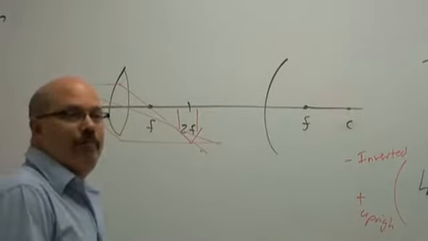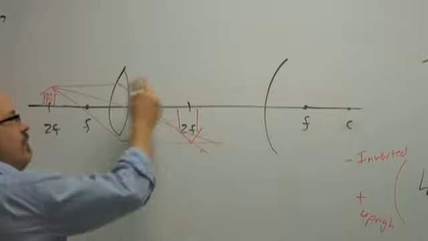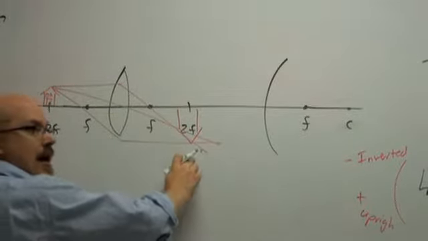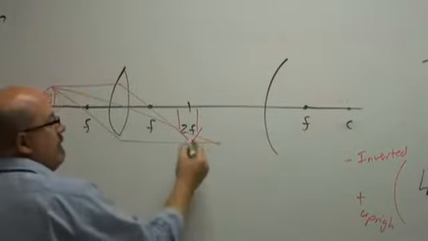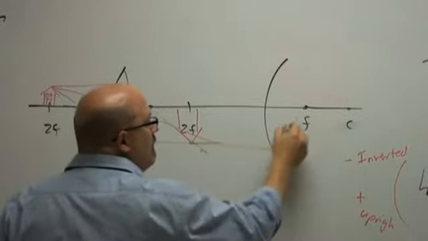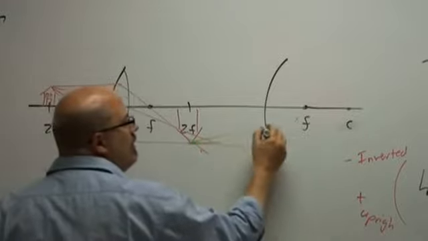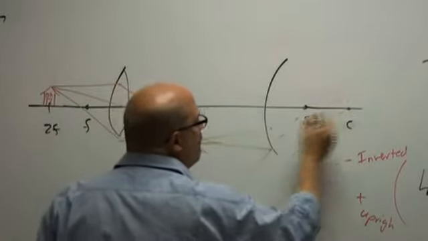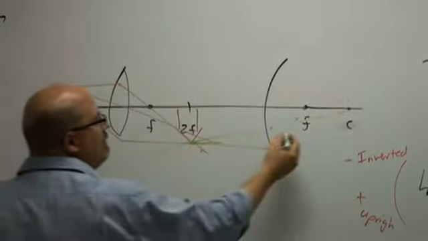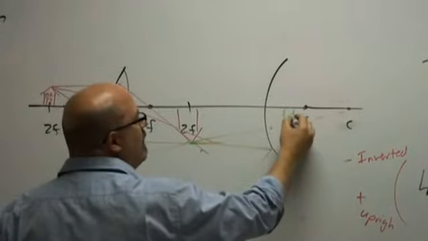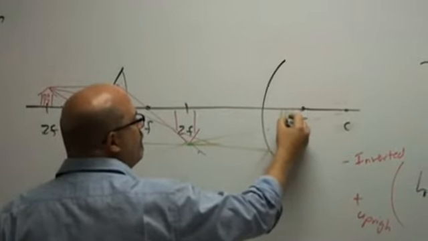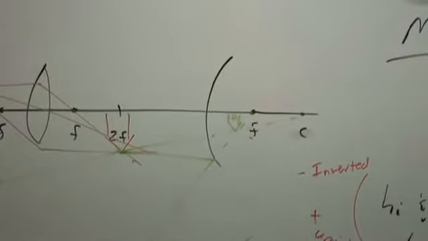Now, the image of your first lens becomes the object of your second lens. So now you go straight in, it bounces out from the focus, you go toward the center of curvature, and you bounce one straight back, and so my house is going to show up right here.